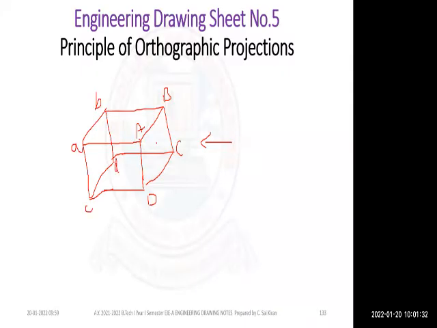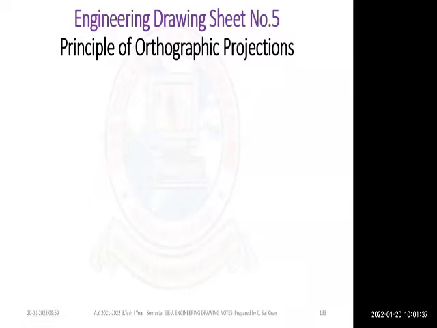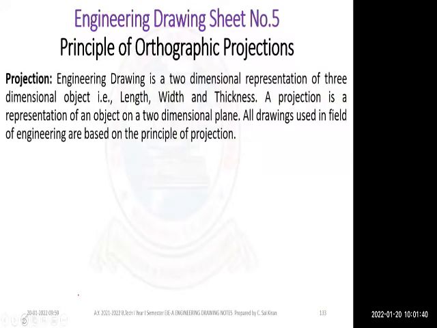So this is the orthographic projection. It will be at 90 degrees. If you are projecting anything at 90 degrees, it is called orthographic projection. Generally, all the objects we draw on an Indian drawing sheet are two-dimensional, because your drawing sheet is two-dimensional. But generally, the objects are three-dimensional: length, width, and thickness. But your drawing sheet has only two. So in order to represent a three-dimensional object in two dimensions, we use the orthographic projection.